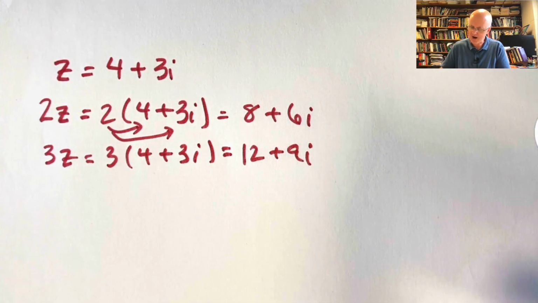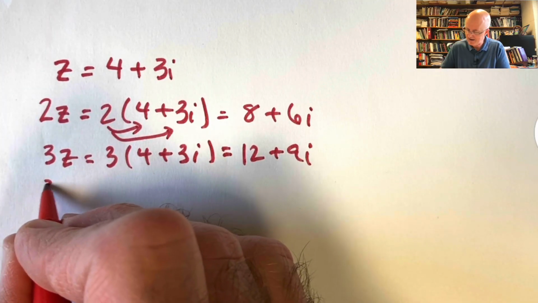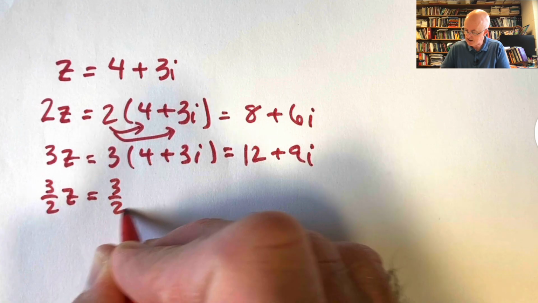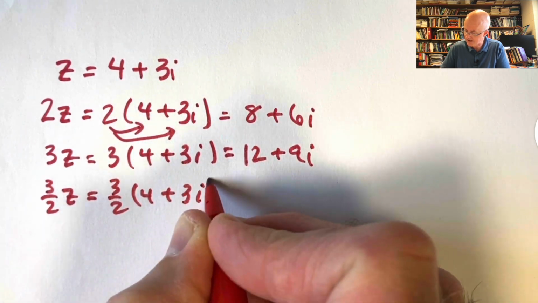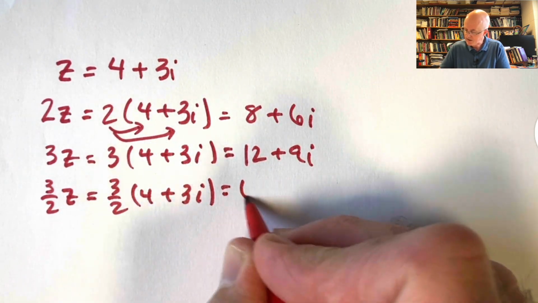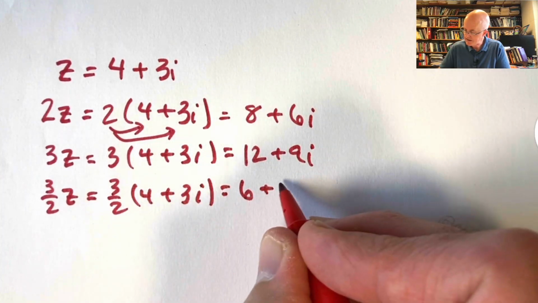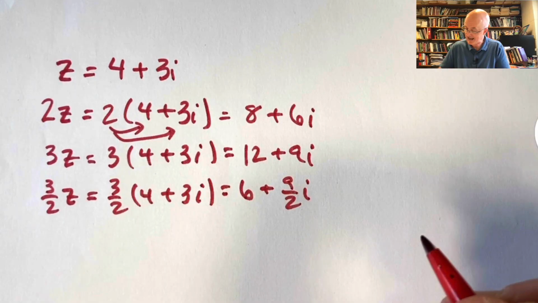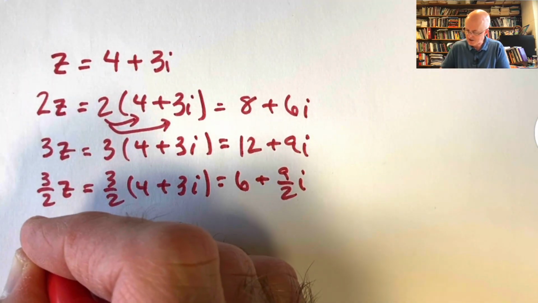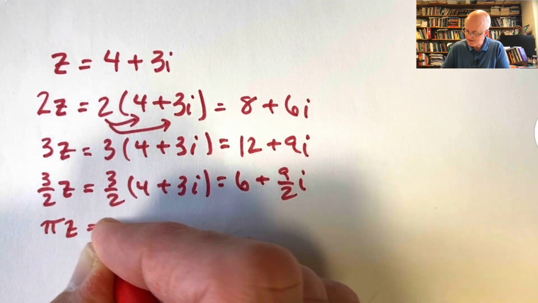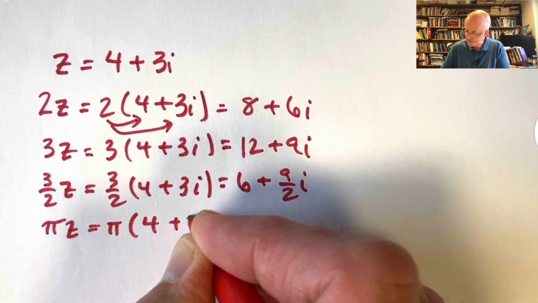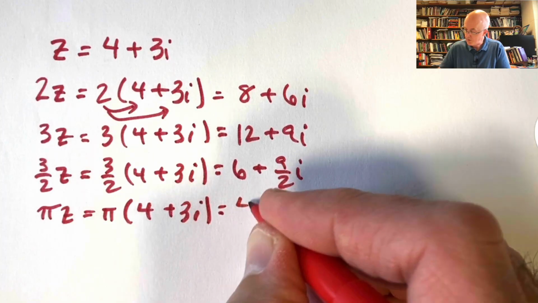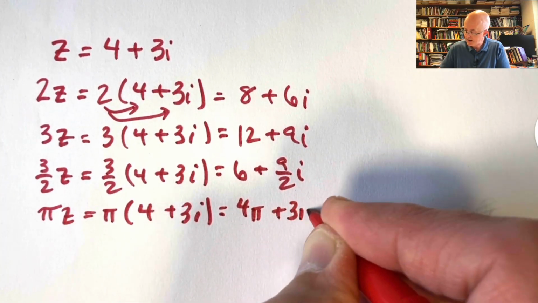Can we do this with fractions, for example? Could I multiply z by 3 halves? Certainly. 3 halves times z is 3 halves times the quantity 4 plus 3i. 3 halves times 4 is going to be 6. 3 halves times 3 is going to be 9 halves. The answer is going to be 6 plus 9 halves i. How about an irrational number like pi? Can that be done? Well, it's a little bit weird, but it certainly can be done. There's nothing stopping you from doing this. The answer is going to be 4 pi plus 3 pi i.